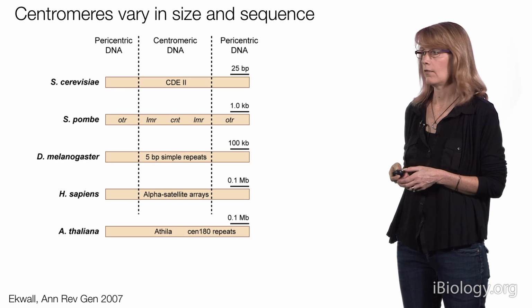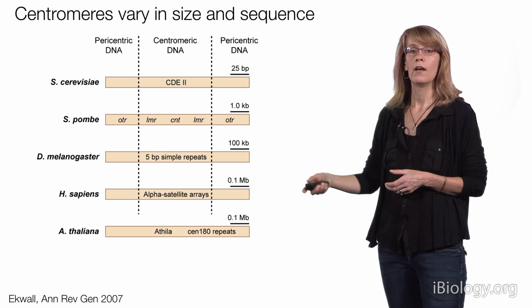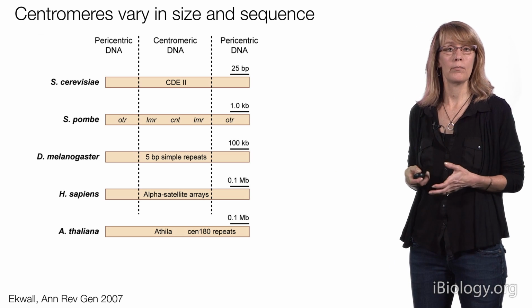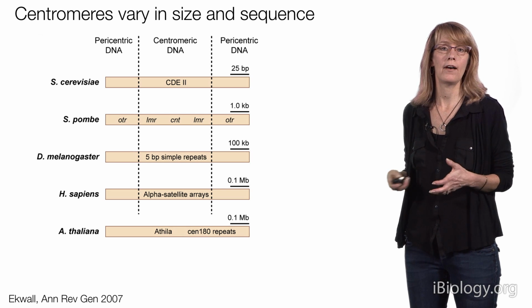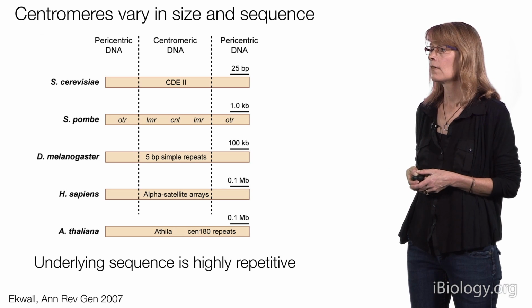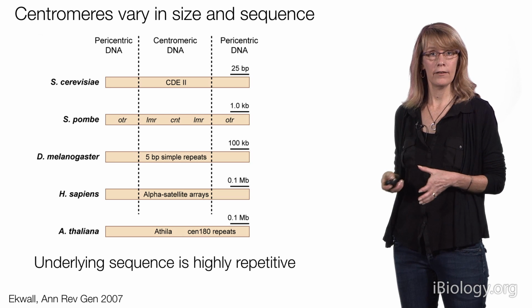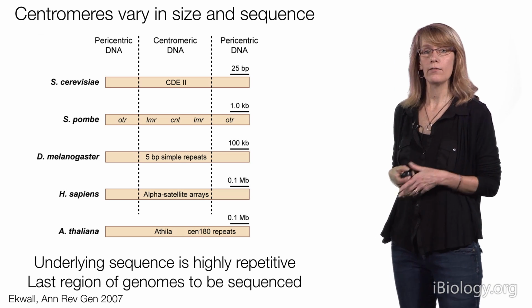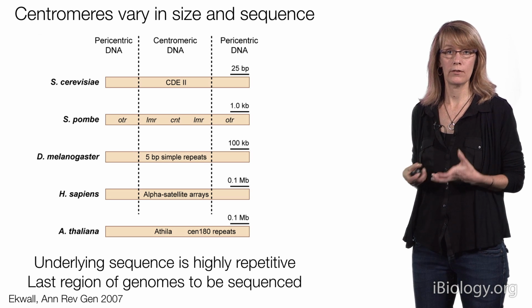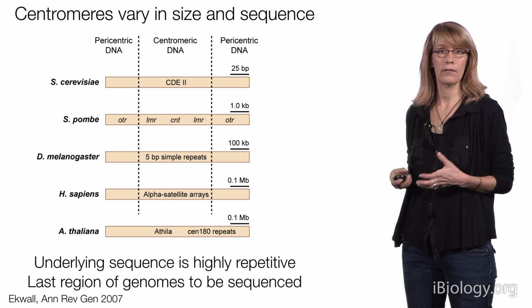However, in most organisms, such as the rest of them shown here, the hallmark of the centromere is really just repetitive DNA. And so in humans, it's just repeats of alpha satellite arrays. So the underlying sequence is highly repetitive, and it's usually AT-rich. And because of this, the centromere is usually the last region of the genome to be sequenced because it's such highly repetitive DNA.